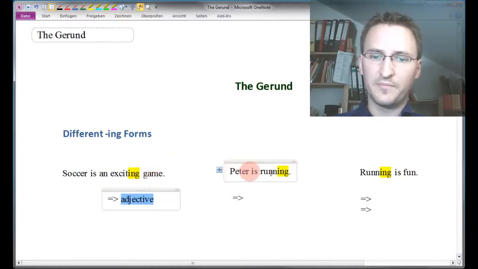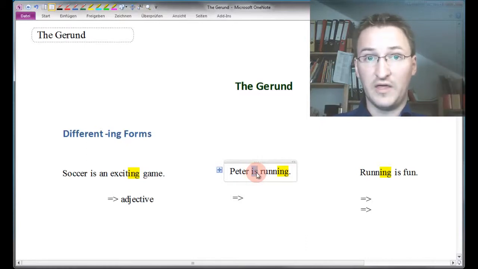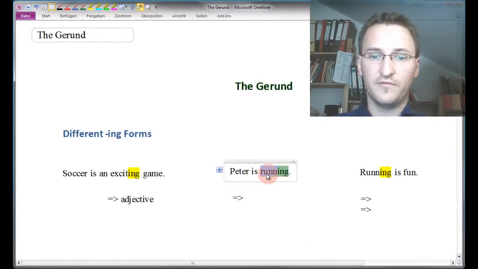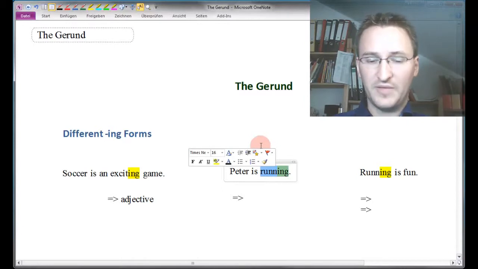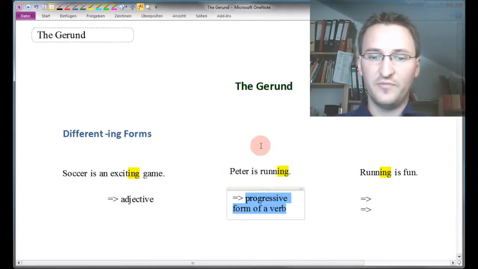If we take a look at Peter's running, for example, we will certainly find out that here we've got a combination of an auxiliary verb and a full verb. So Peter is running here simply is a verb form, and it is the progressive form of a verb.